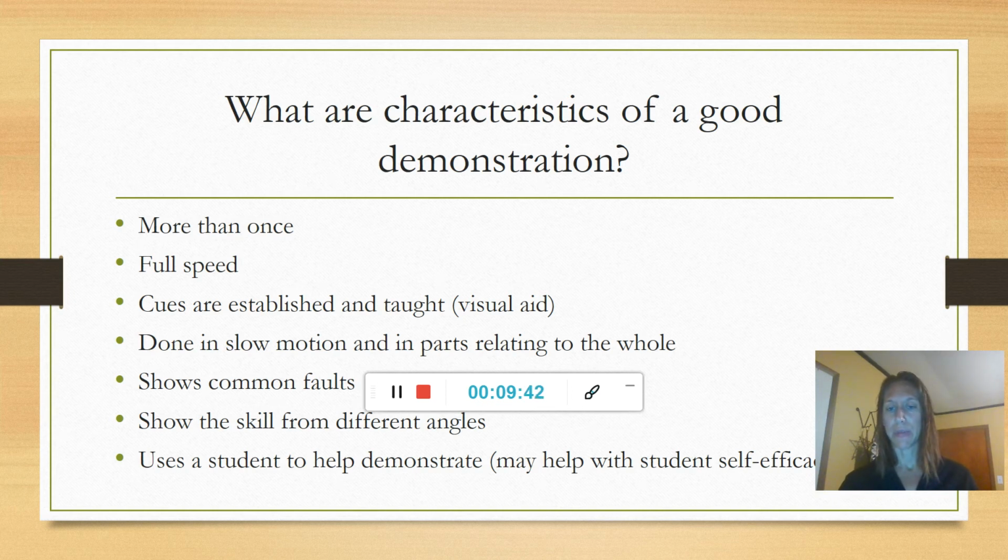Using a student to help demonstrate may also help with student self-efficacy. You want to make sure your students are feeling comfortable with the skill and they are motivated to try it. If you have a student come up and do it, they see a peer doing this skill, and they may be more likely to say, oh, if they can do it, I can do it. So it may help with some self-efficacy and some motivation to work on this skill.